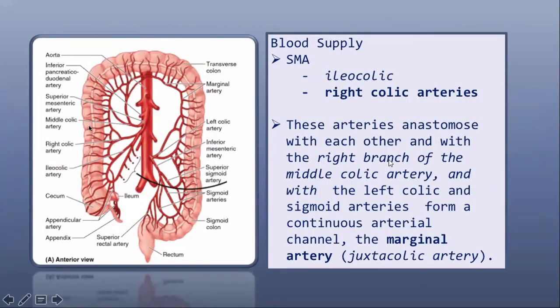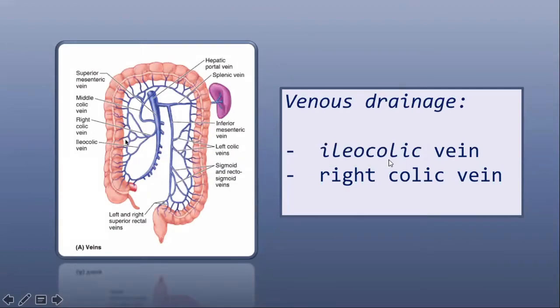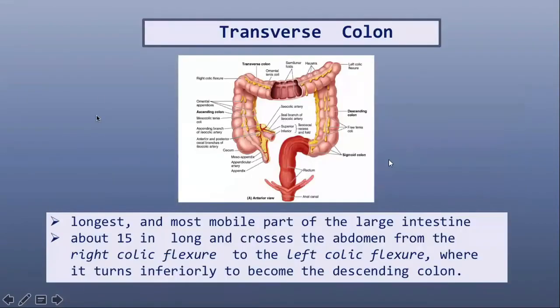So blood supply of your ascending colon would be coming from the branches forming the so-called marginal artery or your juxtacolic artery. Okay, this is your ascending. Next, the venous drainage would be through your ileocolic vein and right colic vein, all draining into your superior mesenteric vein also. Next would be your transverse colon.